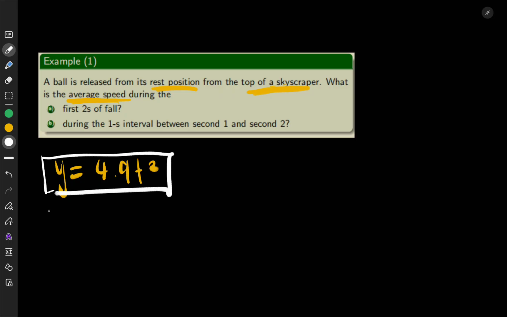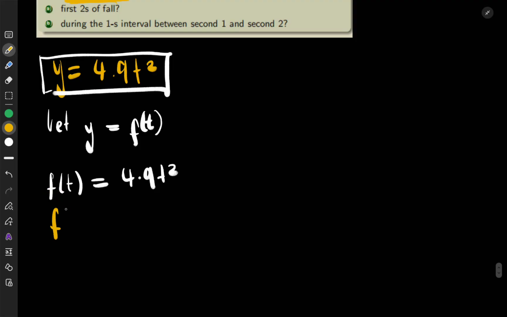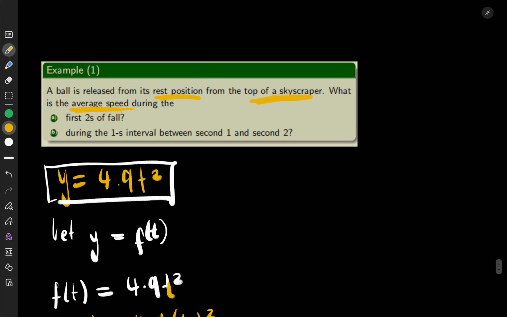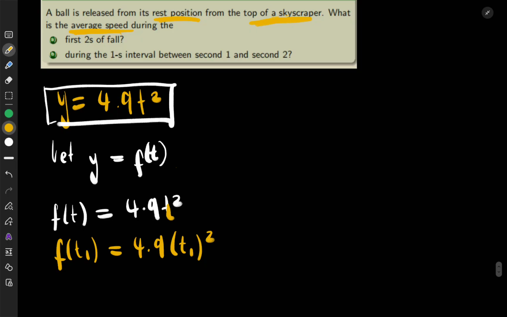Now you're going to say let y be equal to f of t. In other words, f of t is equal to 4.9 t squared. And f(t1) will be equal to 4.9 by t1 all squared, because it's the t only which is squared here. For average, we're going to need t1 and t2.